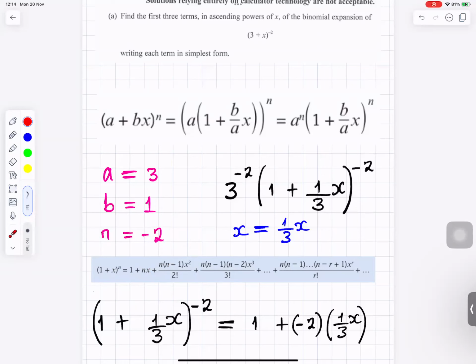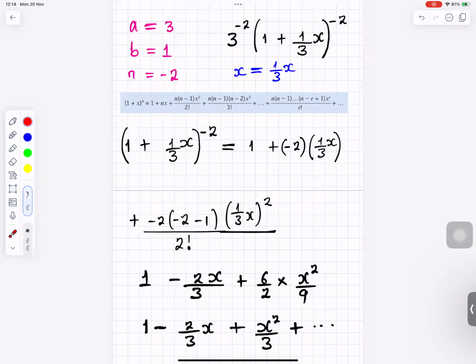So using that formula, we substitute for N and for X. Remember, we have this 3 to the minus 2, which is 1 over 3 squared, which is 1 over 9. That stays outside the expansion. We're going to multiply it at the end. So remember this 1 over 9. We're doing only what is inside the bracket.